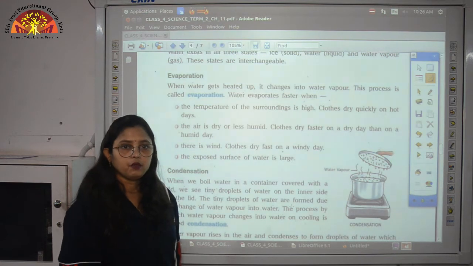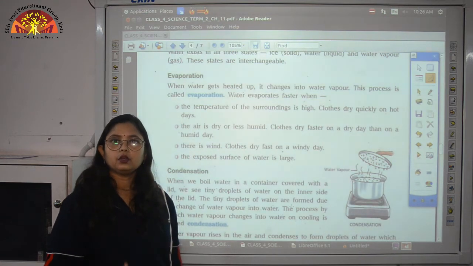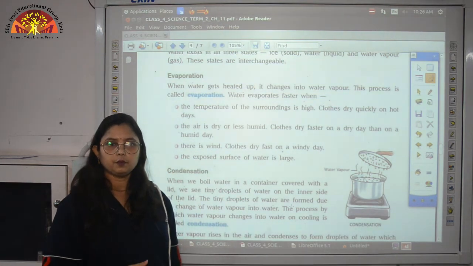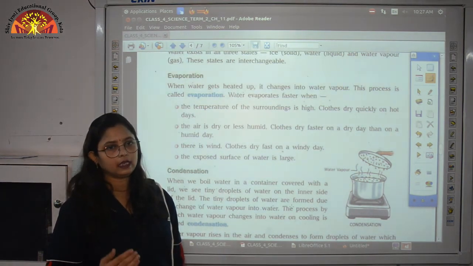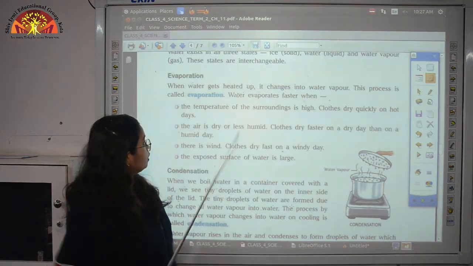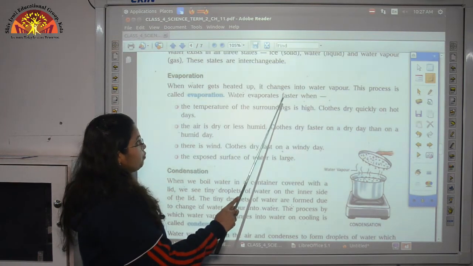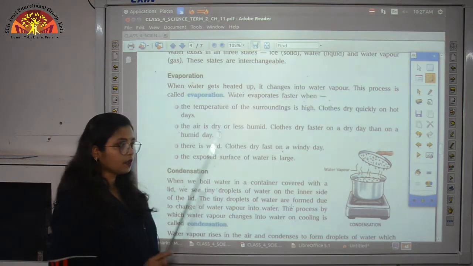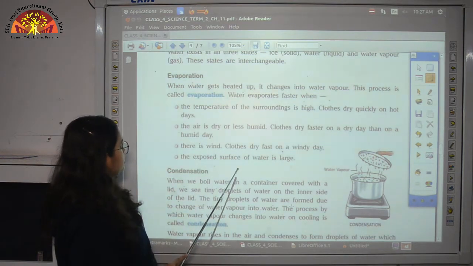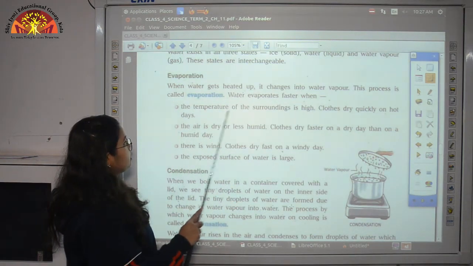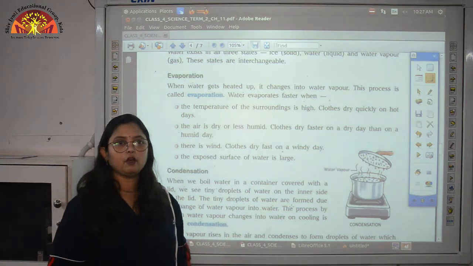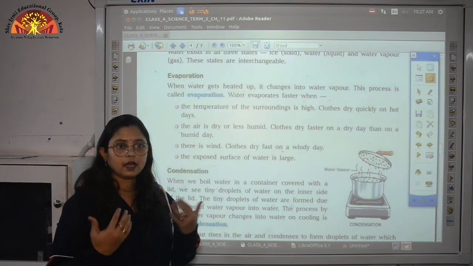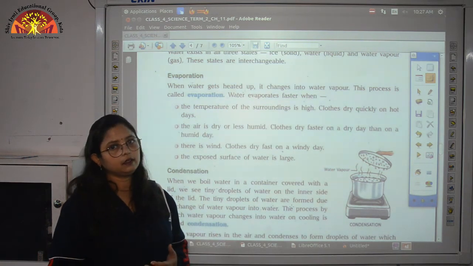So children, when liquid water gets converted into gaseous form, that is water vapor, the process is called evaporation, and it takes place on heating. Now, the evaporation becomes faster in certain conditions. So let us see what these conditions are. So first condition here is the temperature of the surroundings is high. So let us take one example of drying clothes. When you dry the clothes on a hot sunny day, they dry faster.